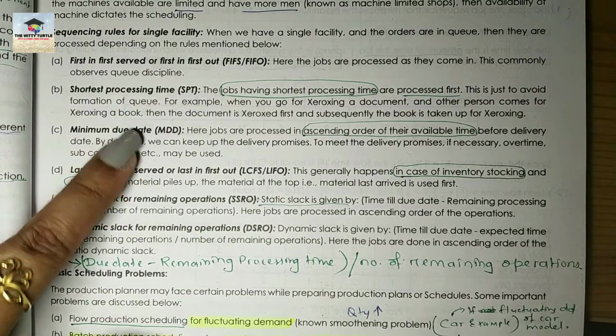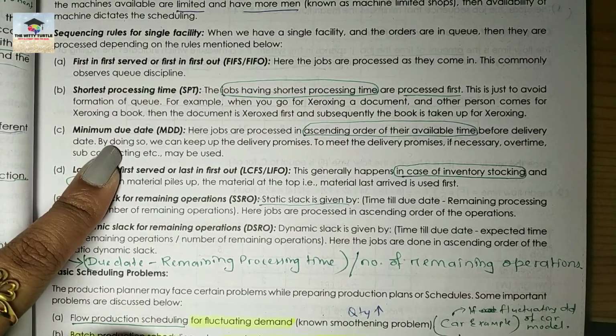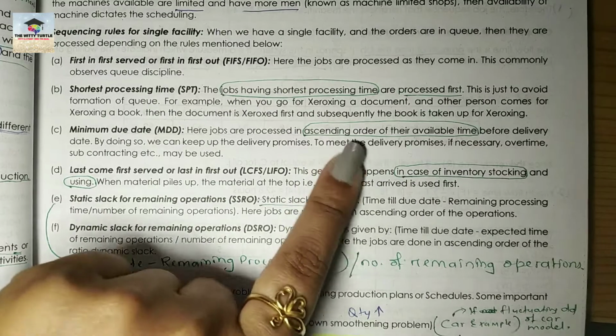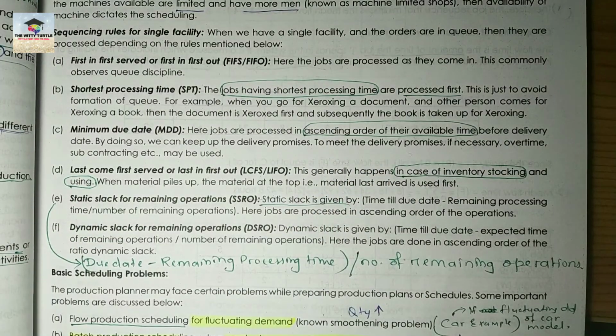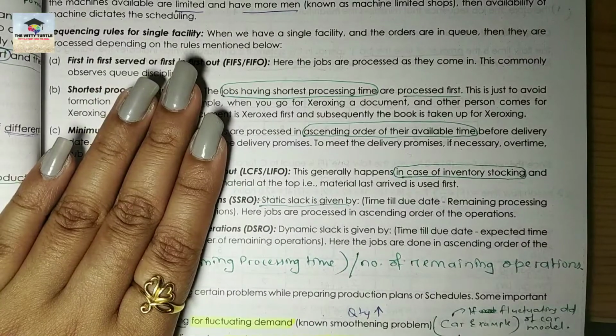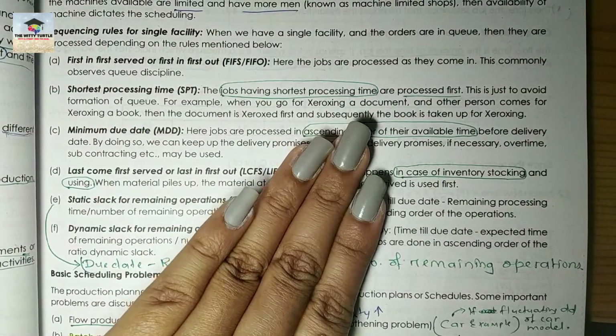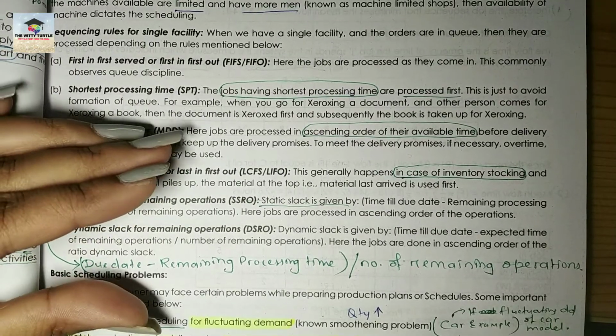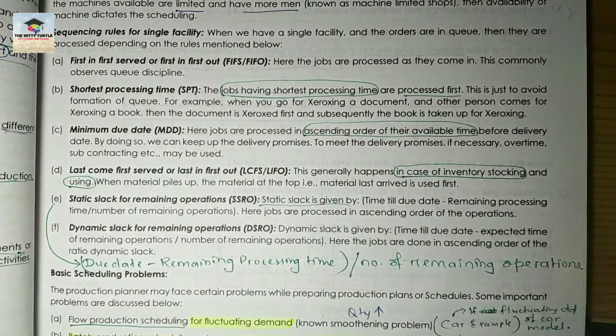The third point is MDD, that is minimum due date. We know that every job has a due date. So in that case, you have to process the jobs in ascending order of their available time. For example, you have 3 jobs, A, B and C. A's due date is 2 days, for B it is 5 days, and for C it is 7 days. So how will you arrange them? You will arrange them in ascending order of their available time. To complete job A, you have only 2 days. So first A, then B, then C, right?